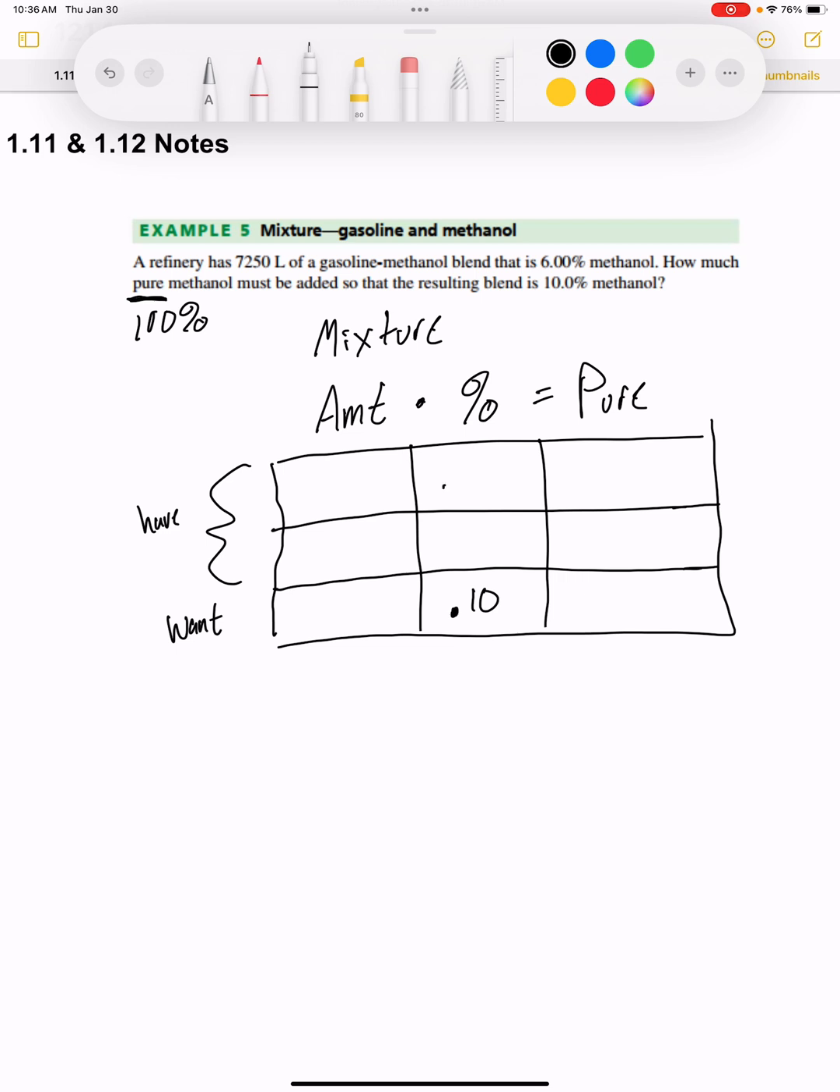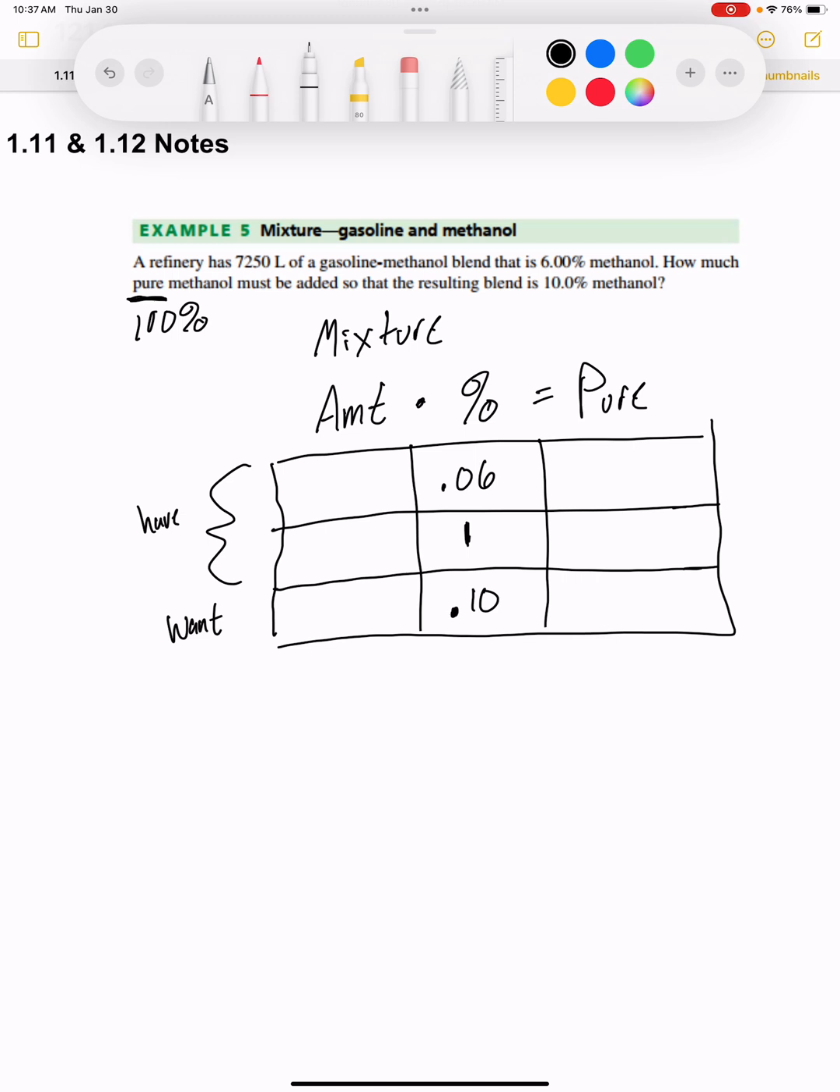Well, we have 0.06. We have that. And then we have pure. Well, pure is 100%, and as a decimal, that's just 1. You can say 1.00 if you want, but I'm just going to say 1. So now I know amount times percent is equal to pure. Let's see what else I got.